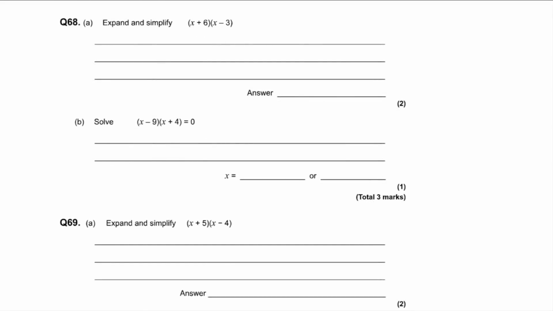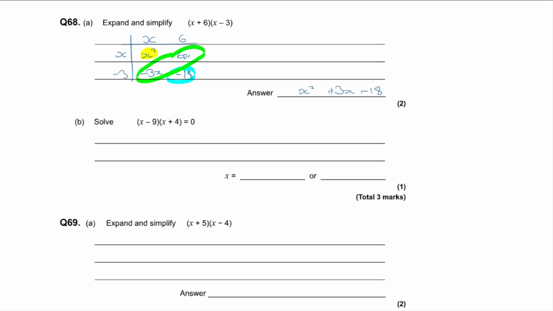Question 68a, expand and simplify x plus 6, x minus 3. Again, I'm going to do it as a grid. I'm going to say x plus 6 and x minus 3. X times x is x squared. X times 6 is 6x. X times minus 3 is minus 3x. Minus 3 times 6, that's minus 18. I have got a term in x squared. I have got two terms in x. I've got 6x minus 3x. That gives me 3x. And I have got minus 18.